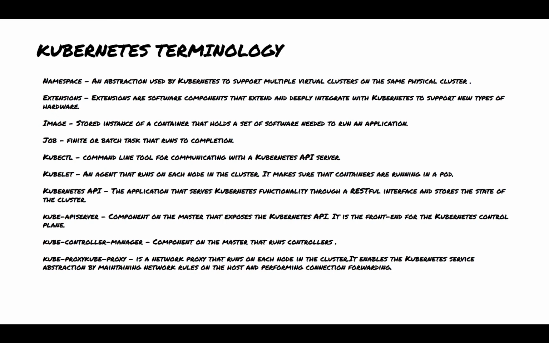And then kubectl. This is a command line tool for communicating with the Kubernetes API server. Okay, so we have two options for communicating with Kubernetes: kubectl and using the dashboard. So kubectl is the command line option. Kubelet, an agent that runs on each node in the cluster. This is the agent which runs on each slave node, and it updates the master on the state of the slave. And then the API, we have discussed this.